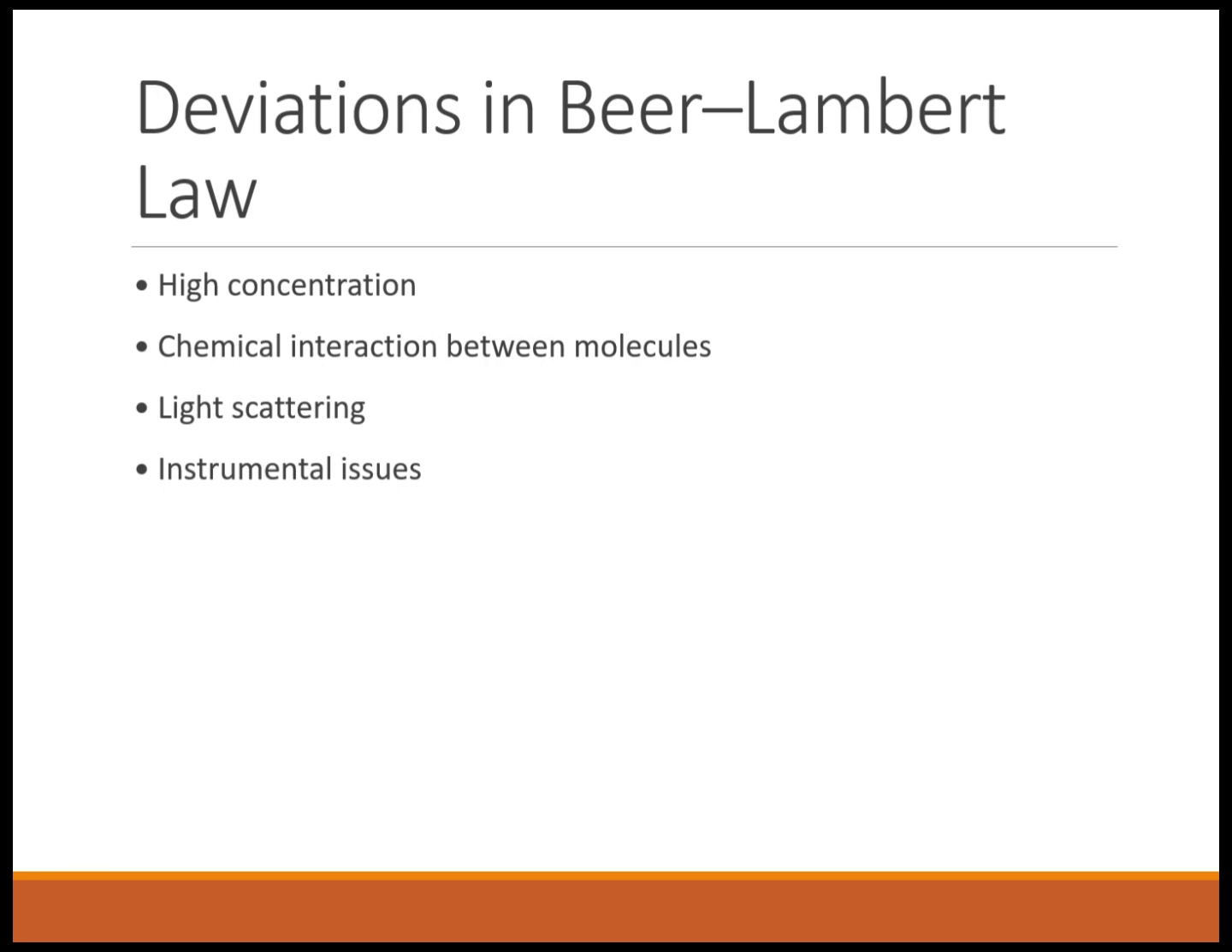Deviations in Beer-Lambert law. Several reasons cause deviation in the Beer-Lambert law, such as chemical deviations. They are due to association, dissociation, or reactions. Physical deviations are present like scattering and refractive index changes. Instrumental deviations like stray light and polychromatic radiation. Understanding these helps maintain linearity during quantitative analysis.